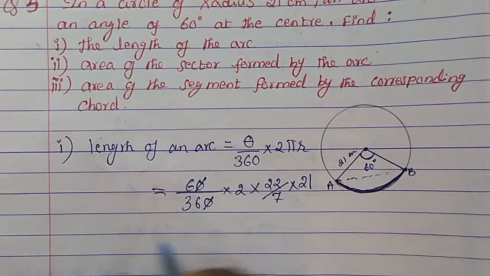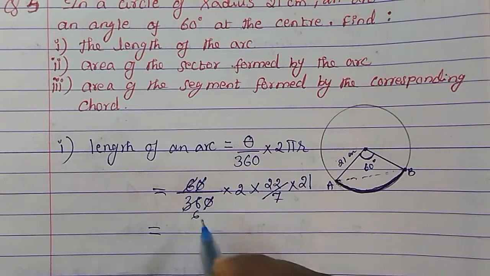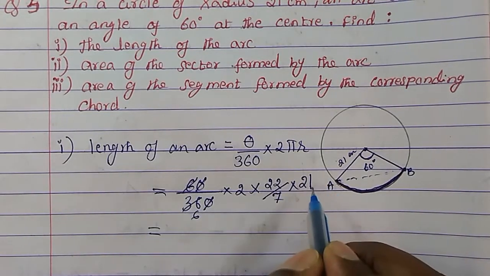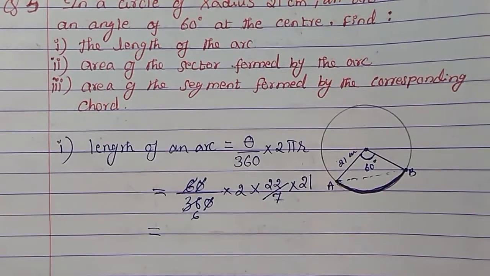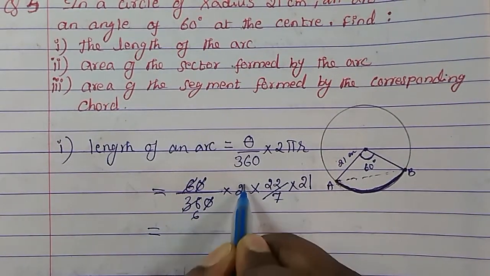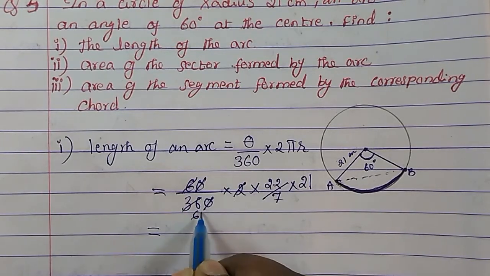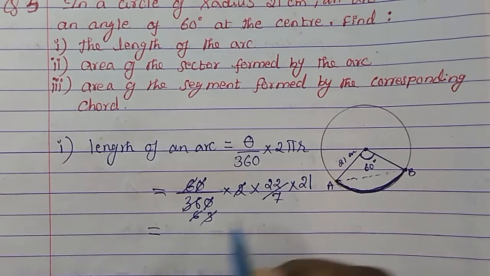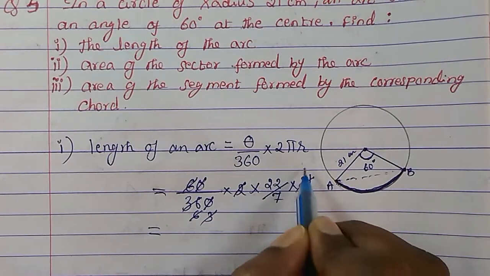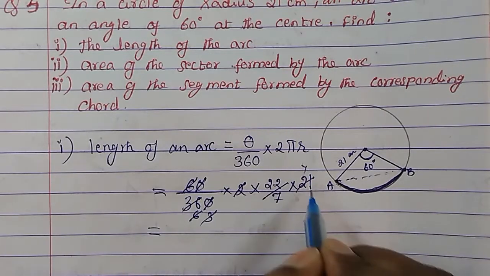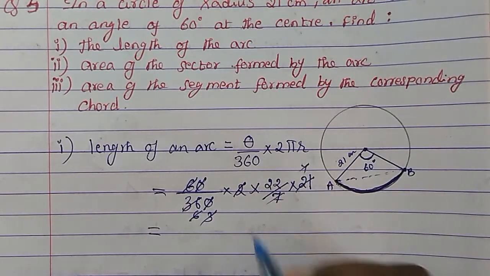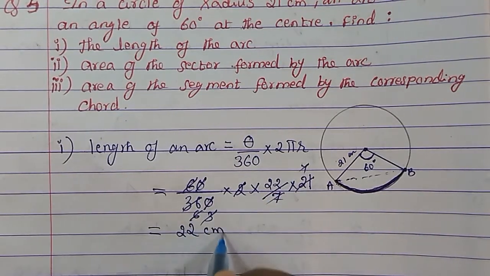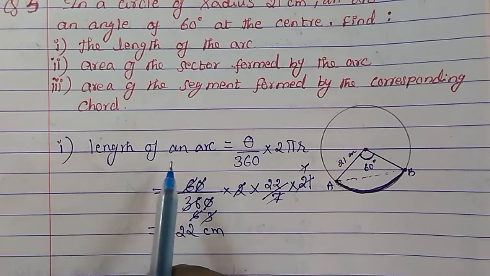So now 0, 0 gets cancelled, 6 times. Then here 2 1 time, 3 2s are 6. Now with 3, 7 times it will become 7 times 21. Then this 7 gets cancelled. So you have here 22. So only 22 is left, centimeter, because we are finding length of an arc.